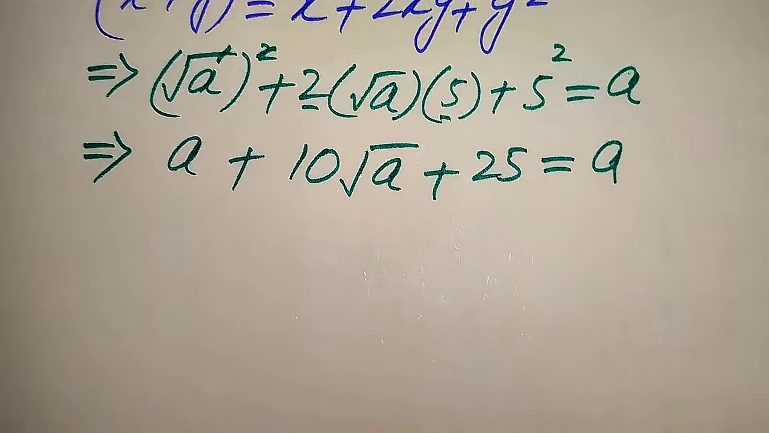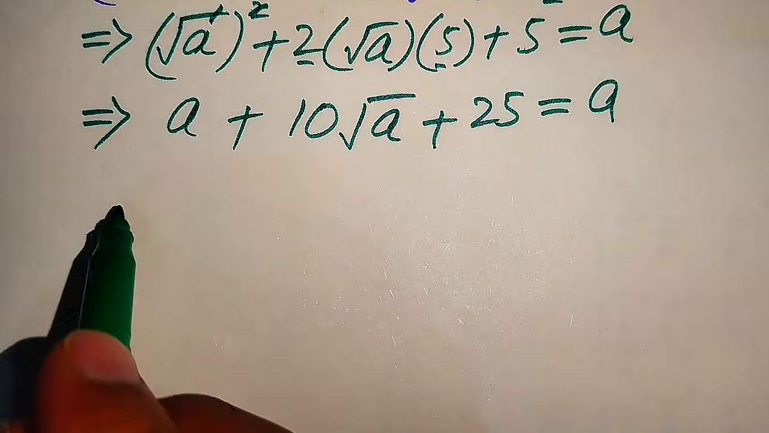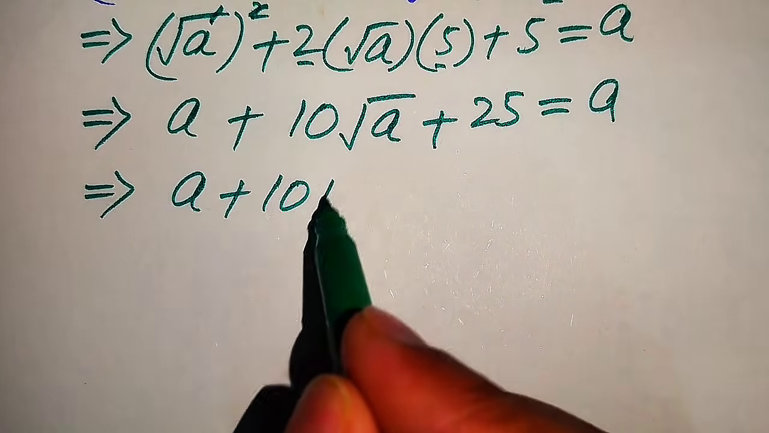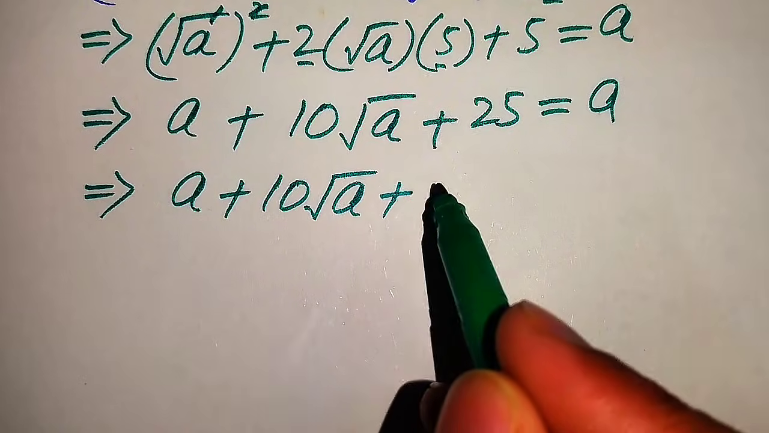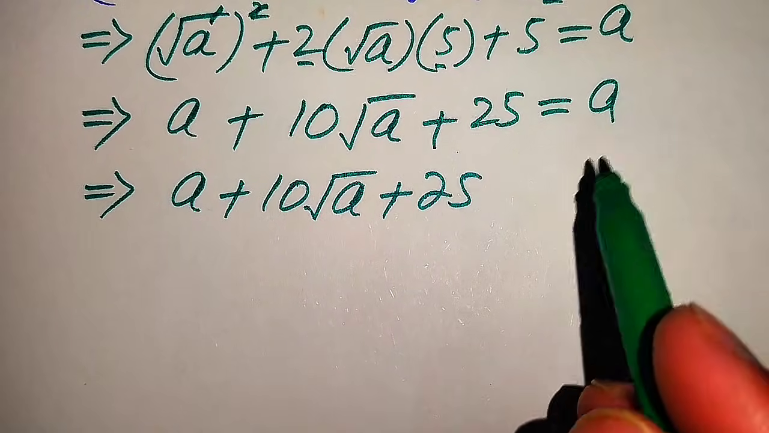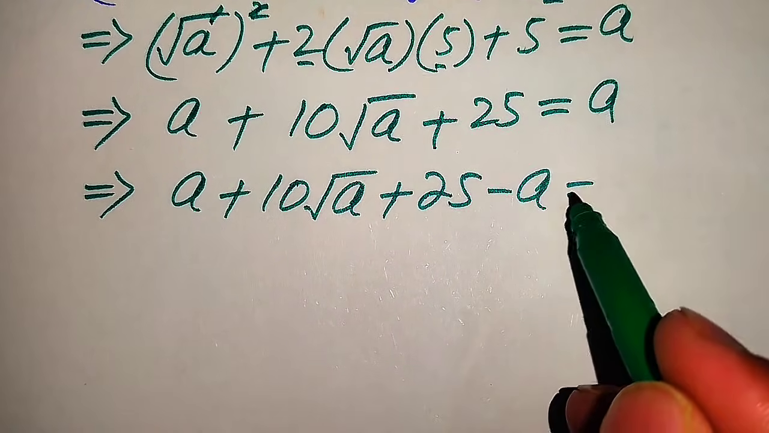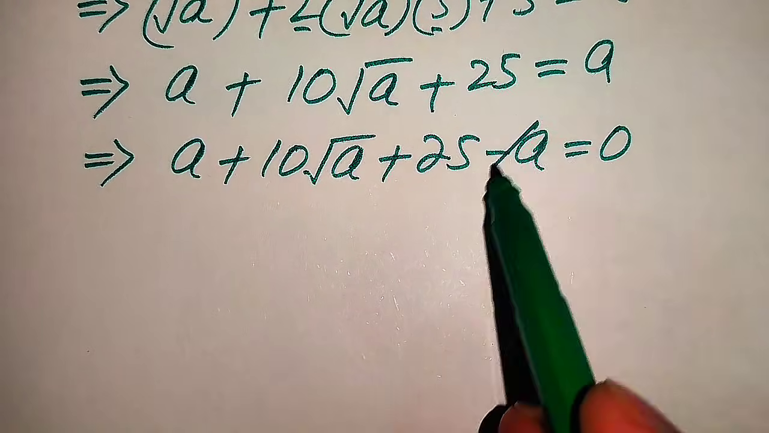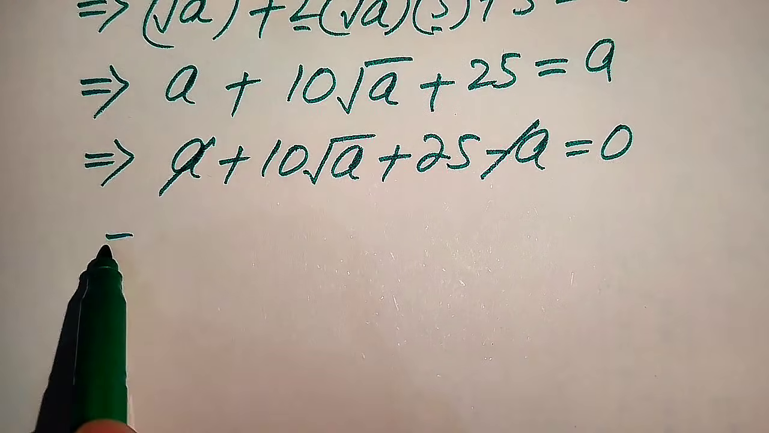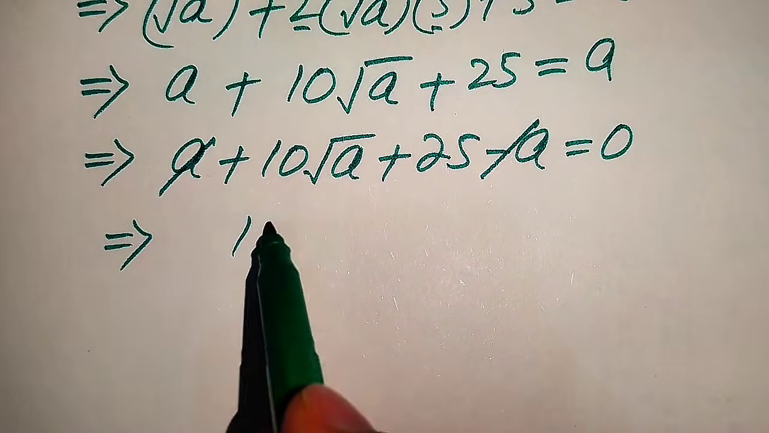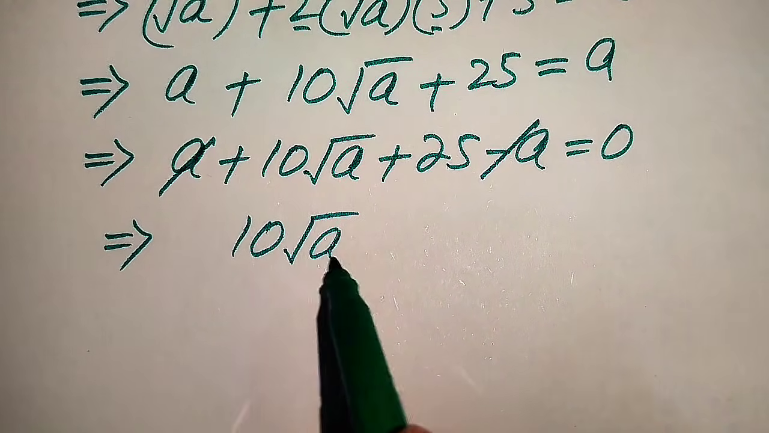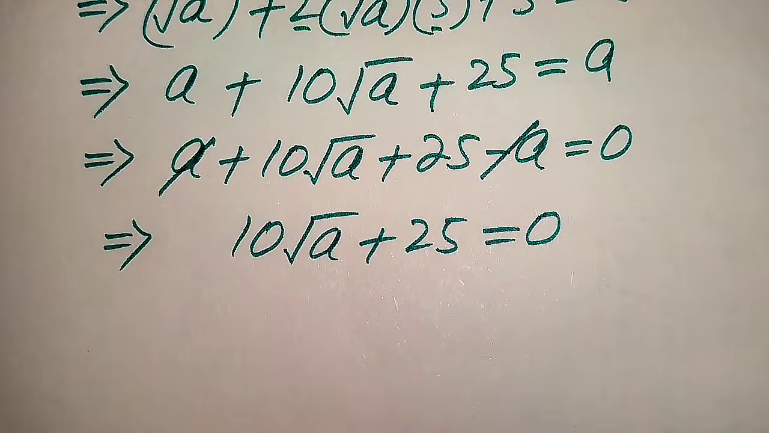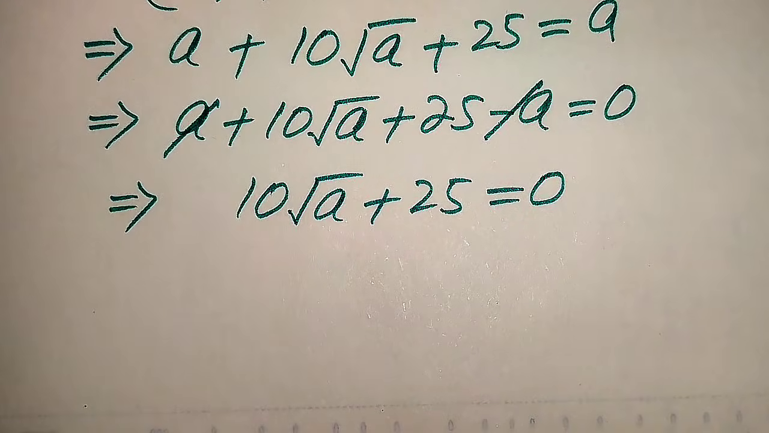And now here in the next step we move a from the right hand side to the left hand side, and it will be written as a plus 10 times of square root of a plus 25. This is positive a becomes negative a, and this whole equation is equal to 0. So this minus a and this plus a are cancelled out by each other, and we get here 10 times of square root of a plus 25, and this whole equation is equal to 0.